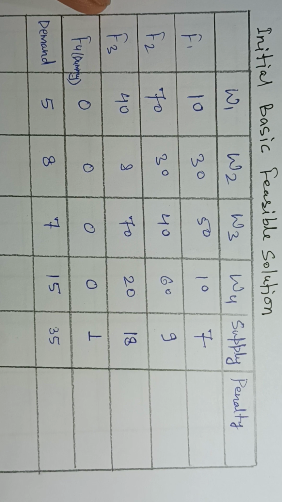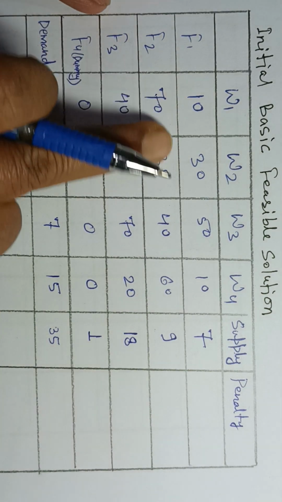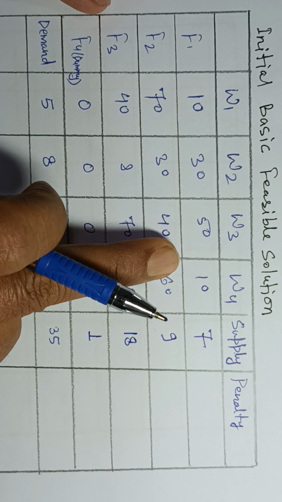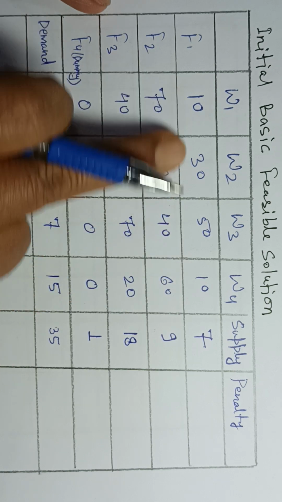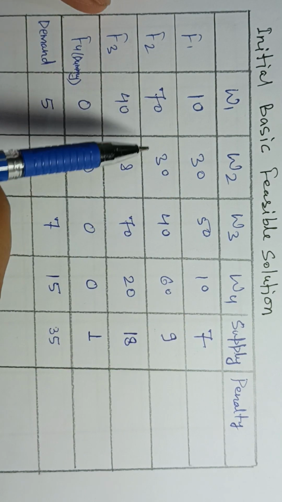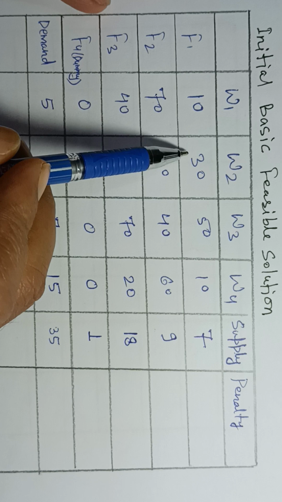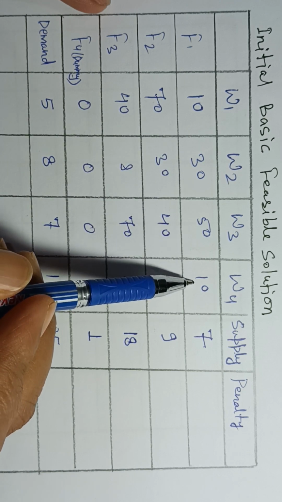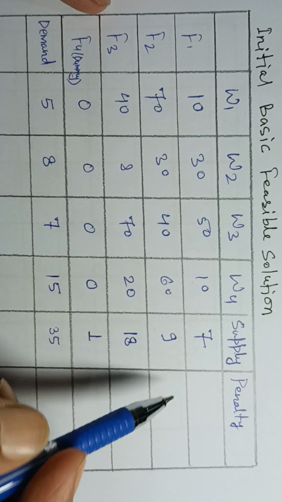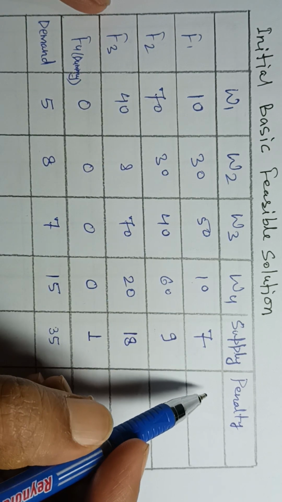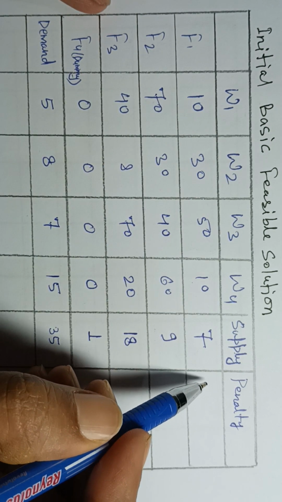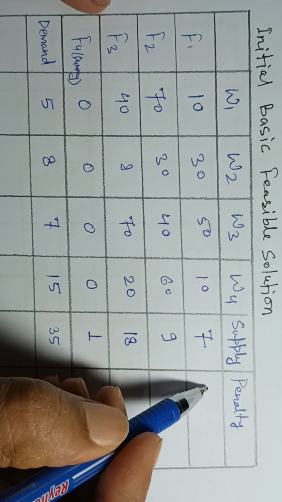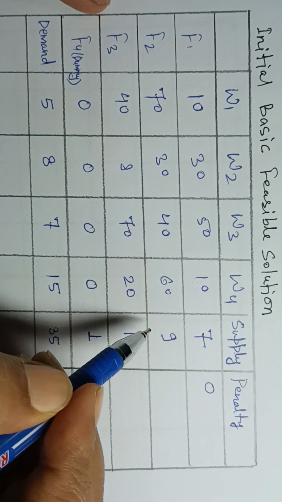So for finding the penalty for each row, we will take the two least numbers for each row. So here, see, 10, 30, 50 and 10. There are two least numbers, 10 and 10. We will take the difference of the two least numbers. So 10 minus 10, that is 0.